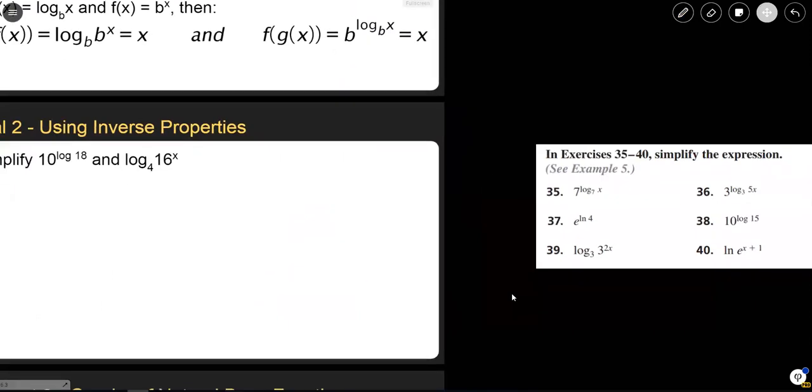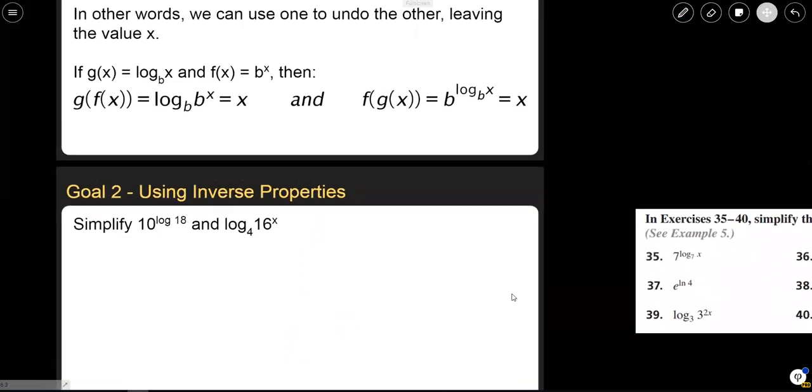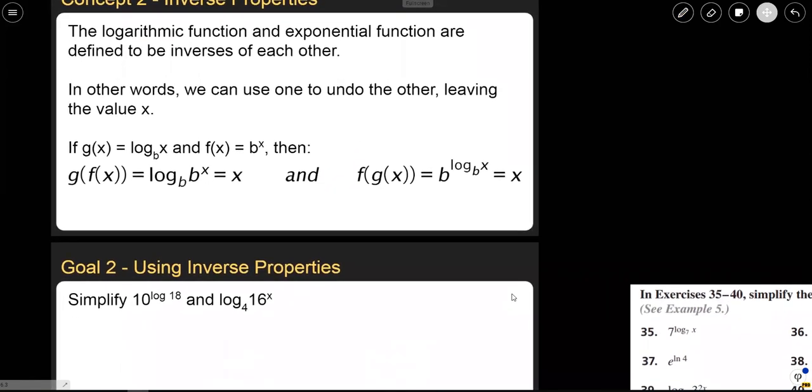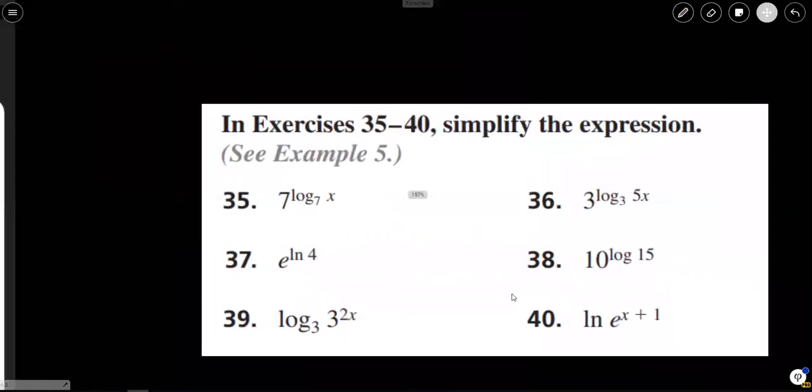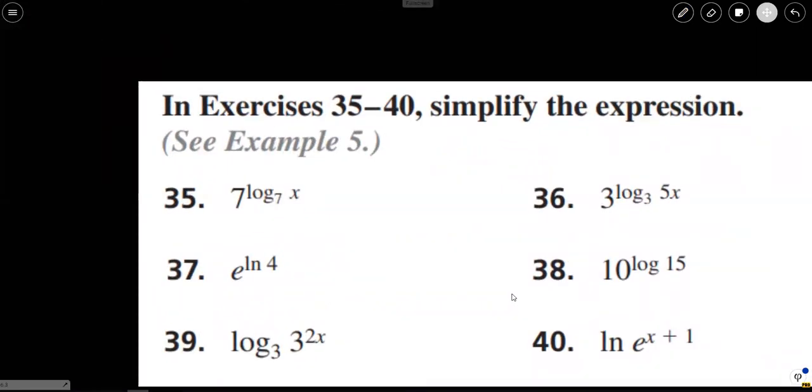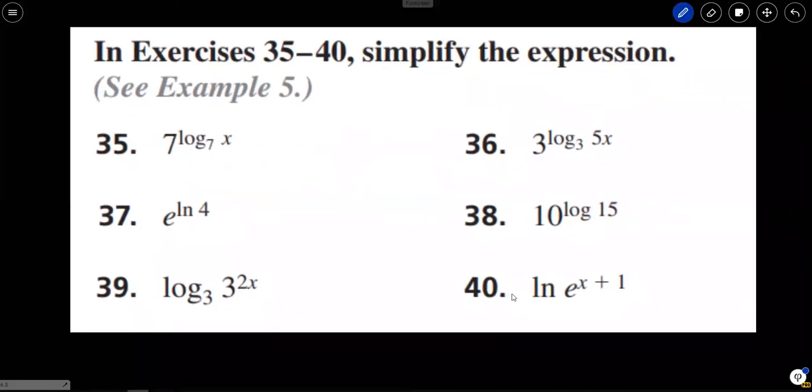The last bit we have here is using the inverse properties of logarithms and exponents. So basically, if I take the log of an exponent with the same base, log base b of b to the x, for instance, then all this stuff cancels and I'm left with just the x. If I do it the other way around, if I take b to the log base b of x, again, I get a bunch of stuff that cancels and I'm left with just the x. So this just takes a little bit of getting used to, but it's not too bad. So we'll go through these ones kind of quick as well.